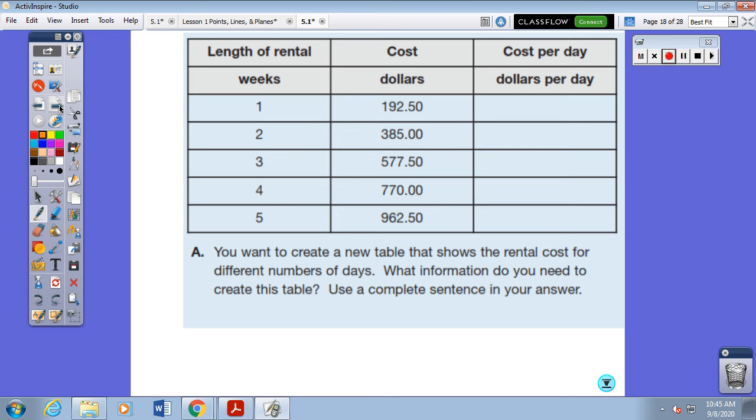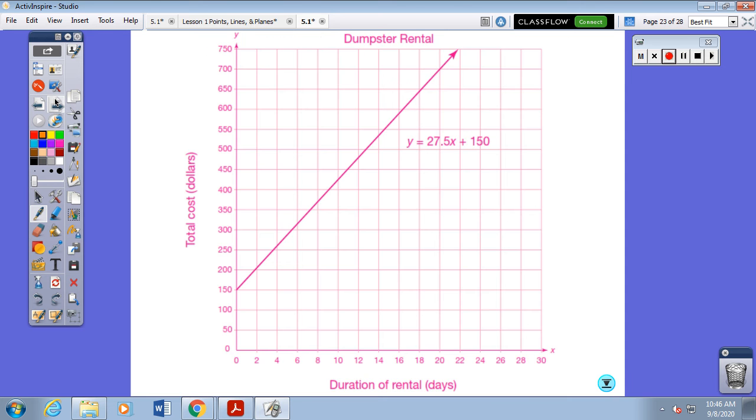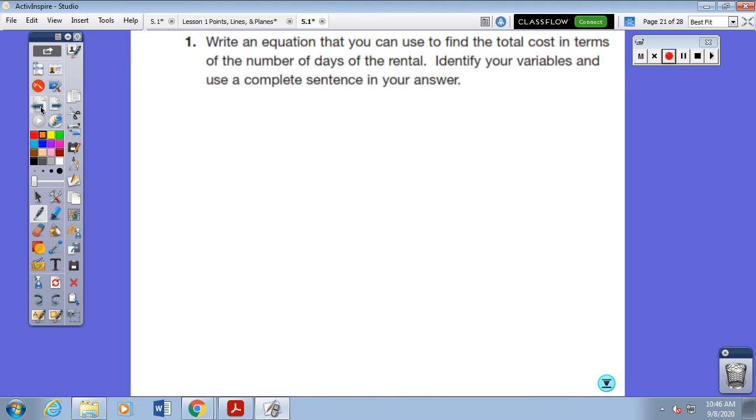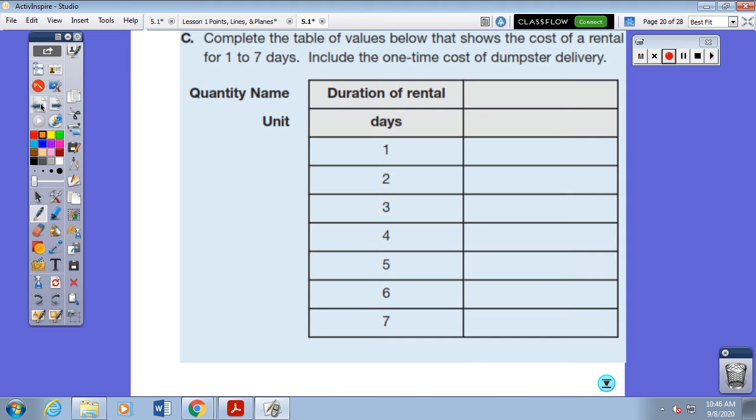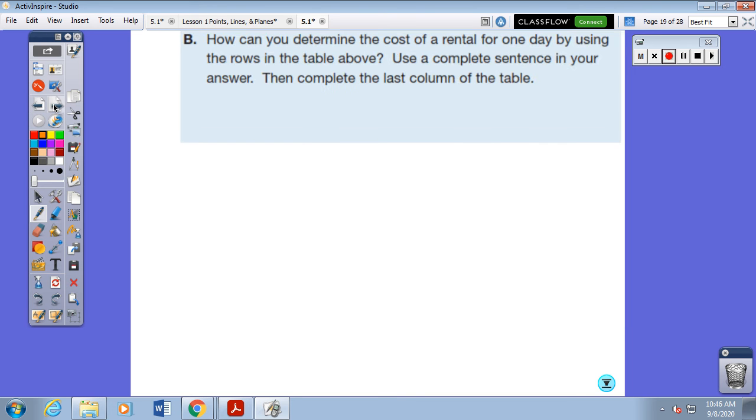Let's go ahead and look at problem 3. Oh, there's my dumpster rental. Problem 3. That was this one here. Okay, so they were having you figure out what that is. It's got a one-time fee of $150 for this. Well, we're going to keep going. I'm going to give you the equation for this one.